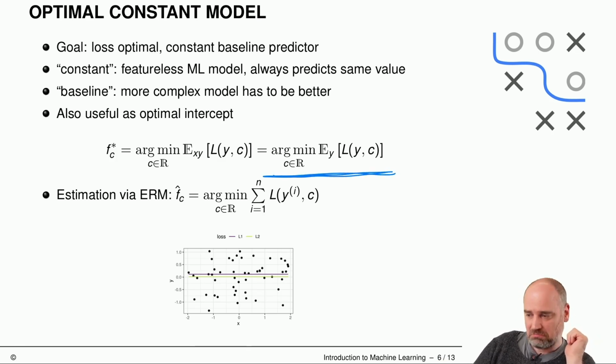And this thing here is exactly what I defined on the slide before, so I haven't generalized or extended it on this slide. And we have also looked at this before, so this is just the empirical version of this loss minimal constant.